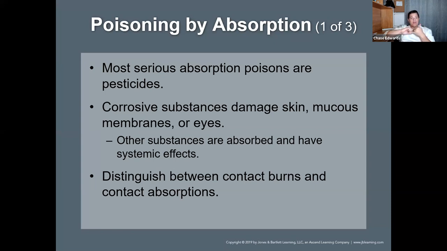All right, up next is going to be poisoning by absorption. Some poisons can gain access to the body through the skin. Poisonings by organophosphates and pesticides are often the most serious type. Many corrosive substances will damage the skin, the mucosal membranes, or eyes, causing chemical burns, telltale rashes, and some lesions.